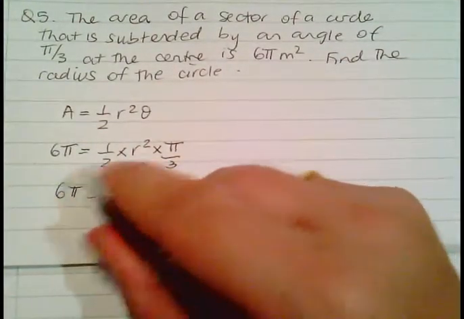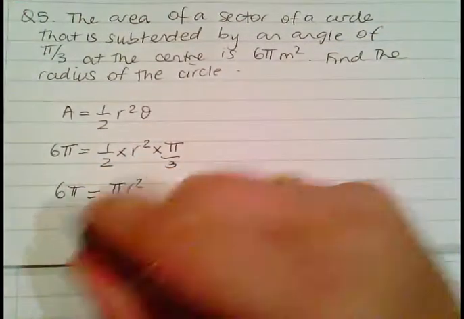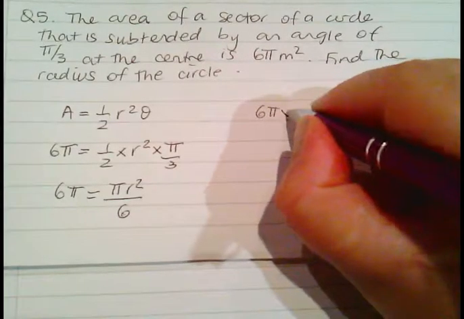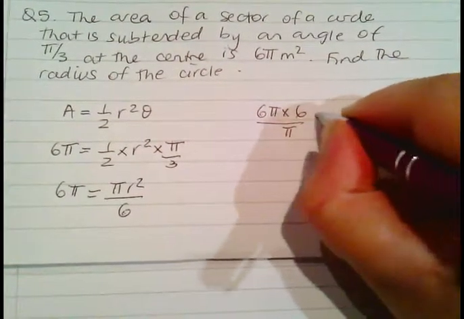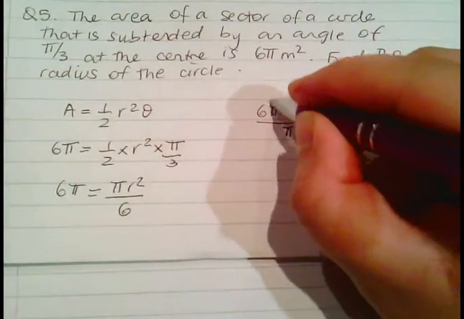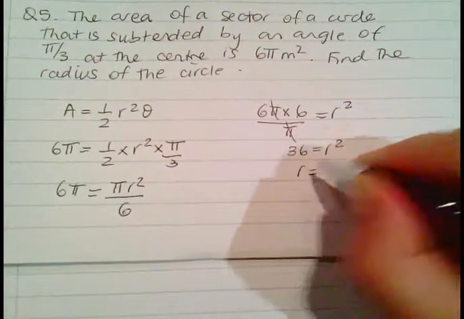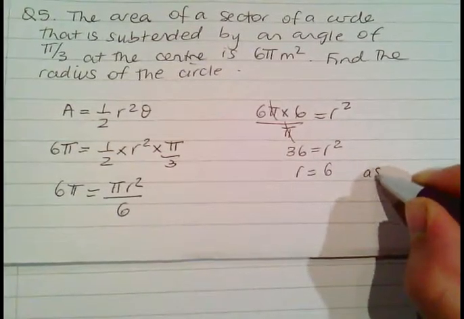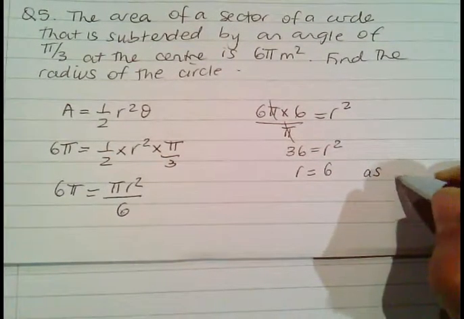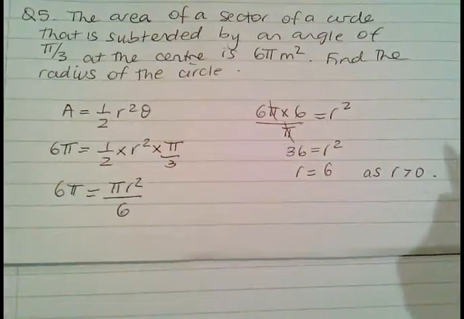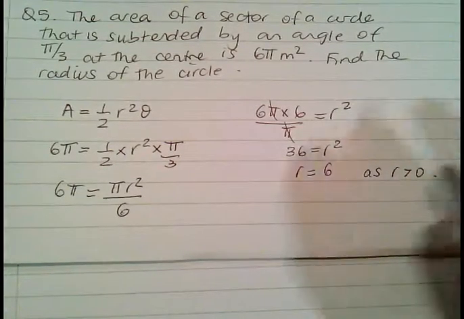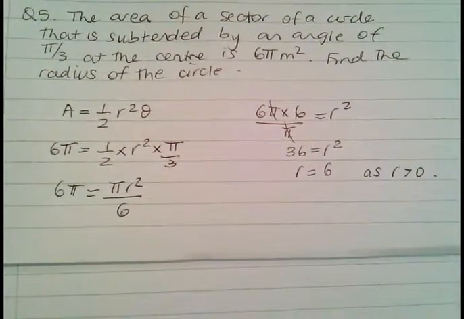So now rearranging and making r the subject, I would have 6 pi times 6 over pi equals r squared. The pi's cancel. So therefore r squared is 36, therefore r is 6. It's plus or minus 6, but as r is positive and it's a length, r is 6. So the radius of that circle would be 6.